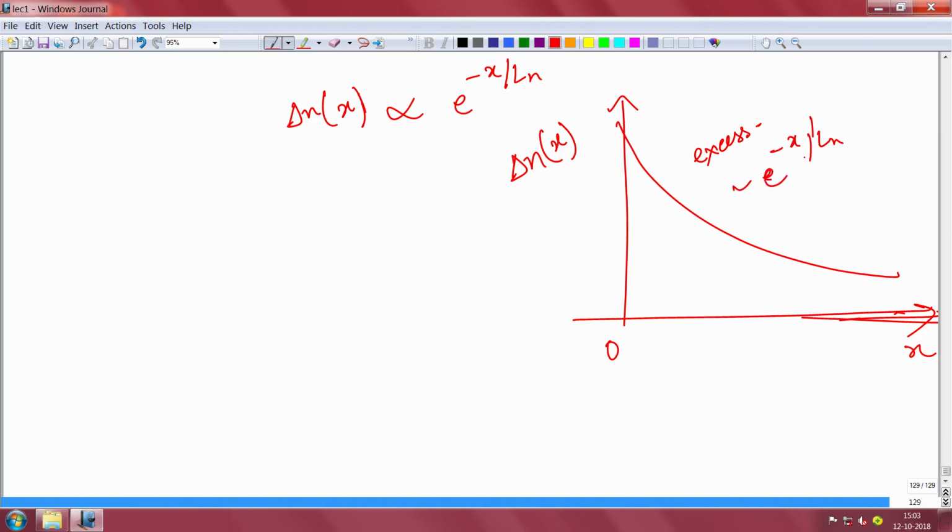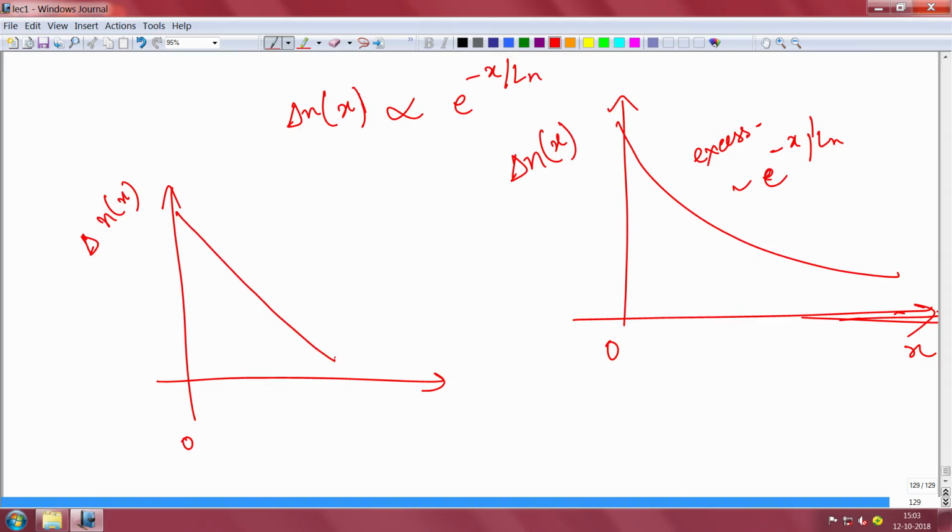Okay, e to the power minus x by Ln. And if the semiconductor length is smaller than the diffusion length, then this excess carrier delta n of x will decay linearly. If this point is delta n of 0, then it will be something like delta n of 0 times 1 minus x by the length of the semiconductor L, for example. So it will decay linearly.